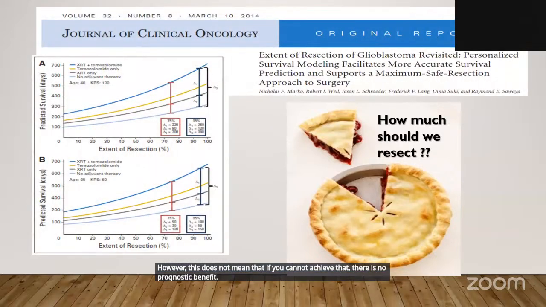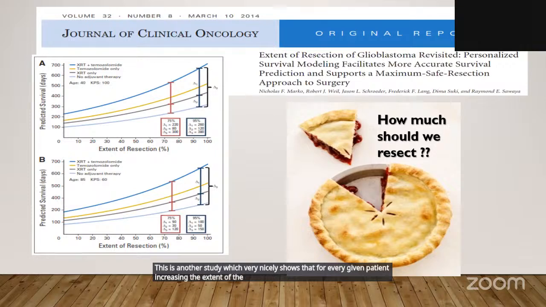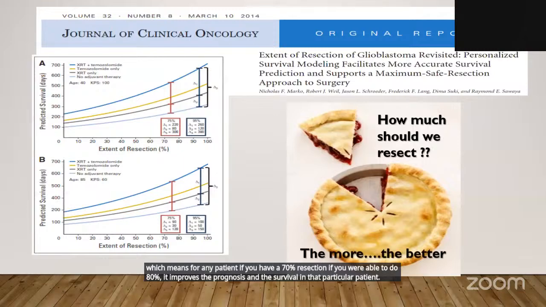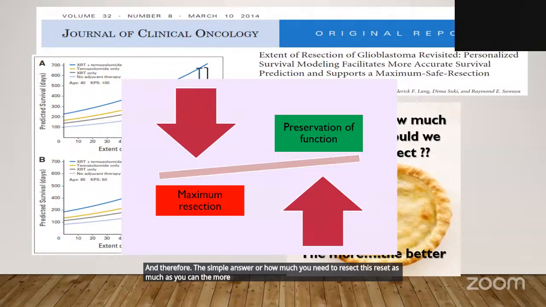This is another study which very nicely shows that for every given patient, increasing the extent of resection has an incremental prognostic benefit, which means for any patient, if you have a 70% resection, if you were able to do 80%, it improves the prognosis and the survival in that particular patient. And therefore, the simple answer for how much you need to resect is resect as much as you can, the more the better, but not at the cost of function.